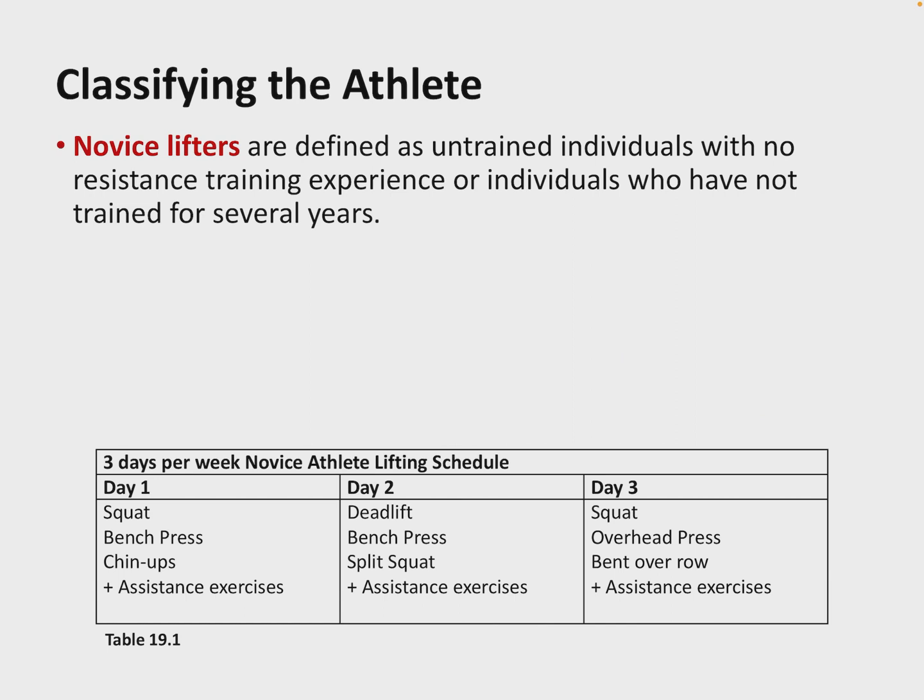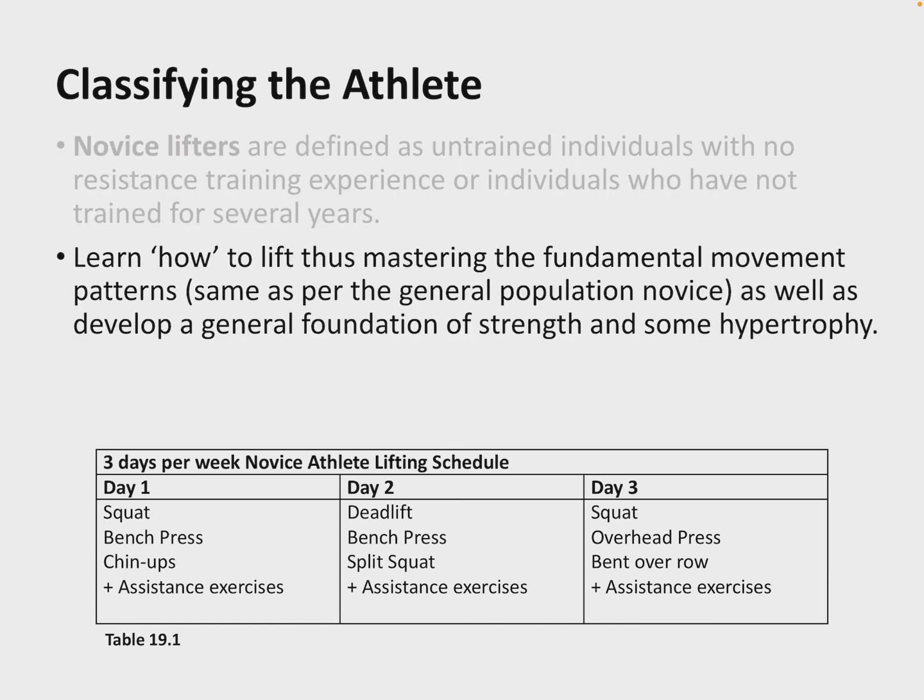They really need to learn how to lift, thus mastering the fundamental movement patterns, same as our general population novice, as well as develop a general foundation of strength and some hypertrophy. Training for these individuals can be performed 2 or 3 days per week. Some sources recommend for boys and girls over 17 years of age to perform 5 repetition sets. Other sources recommend 8 to 10 reps per set. The bottom line is you want to instill very good habits. So whatever rep range you choose, they should have very good form.